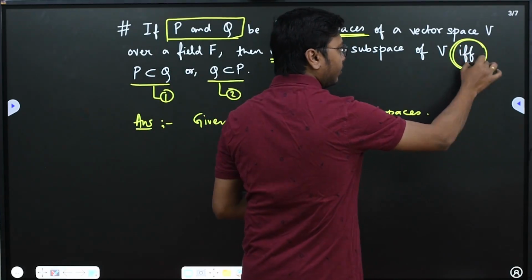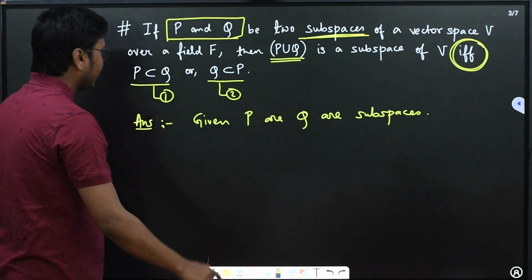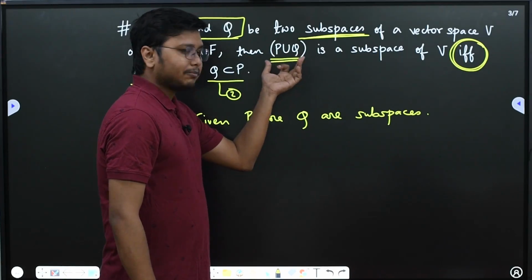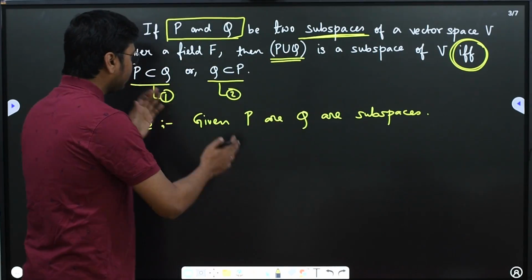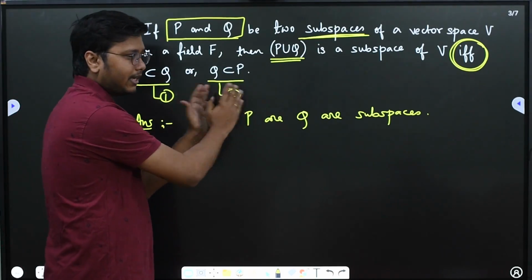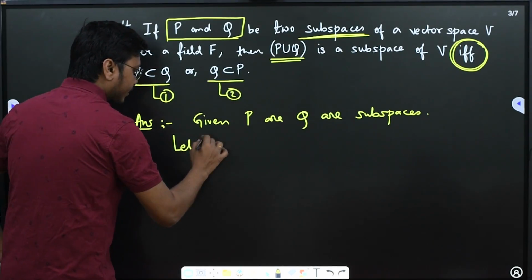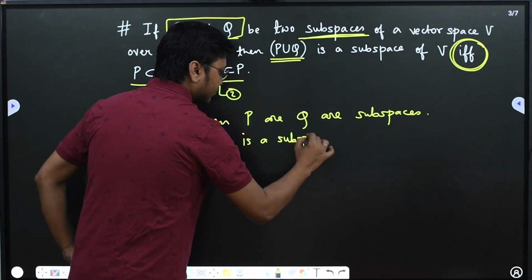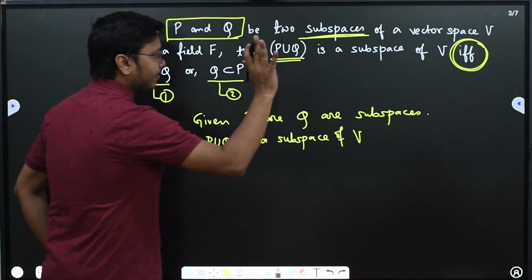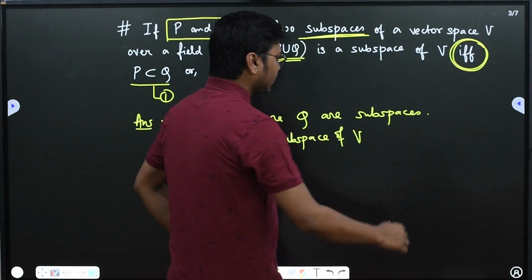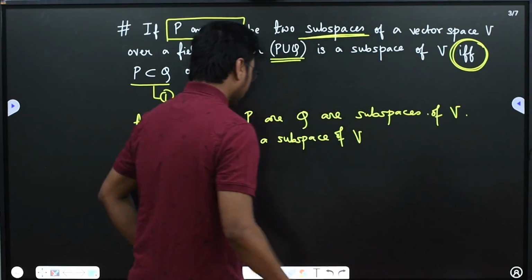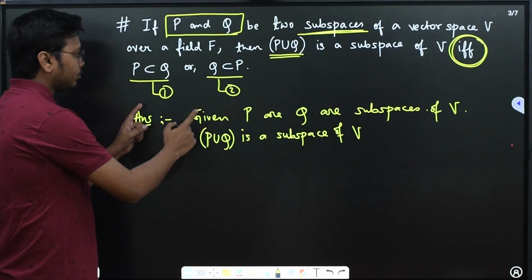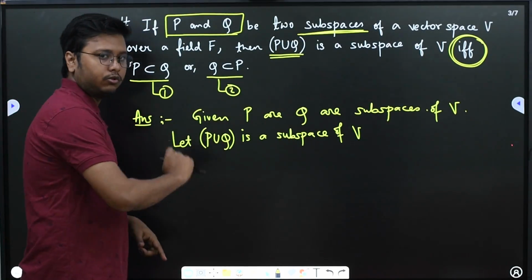Okay, remember it's an if and only if condition, that means it's going to happen from both ways. So first of all, let me consider that P union Q is a subspace, and with the help of that I'll prove that either this is happening or this is happening. So let me assume that P union Q is a subspace of the given vector space, whatever that is, V in this case. So these are subspaces of V. Firstly I'm assuming that the union is a subspace. So I need to show that either 1 is happening or 2 is happening.